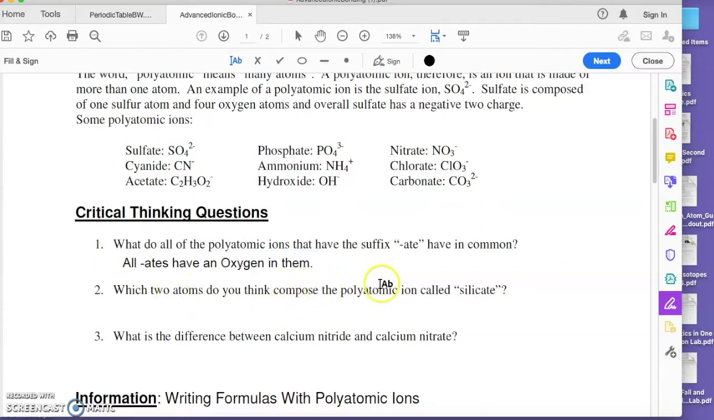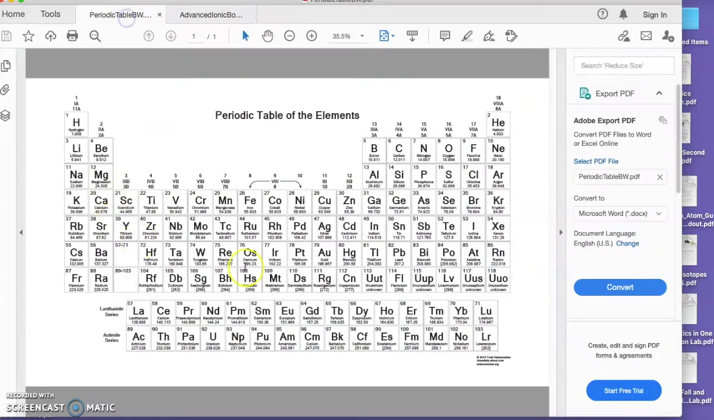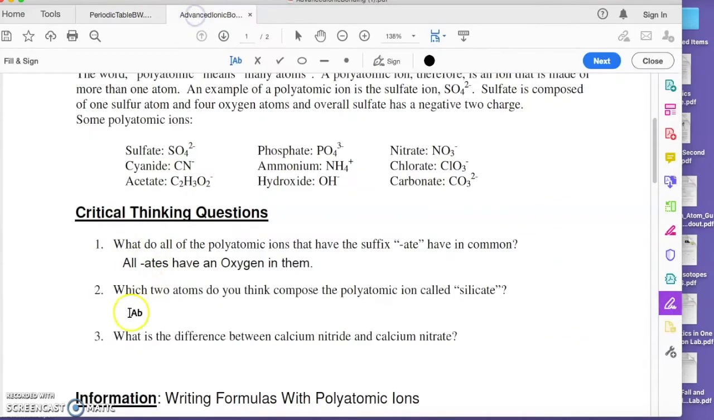Which two atoms do you think compose the polyatomic ion called silicate? Well, "ate" is oxygen, "sila", I look at the periodic table and I look right over here, silicon. So I'm going to say silicon because of the "sila", and oxygen because of the "ate".